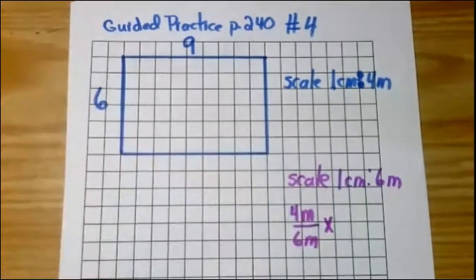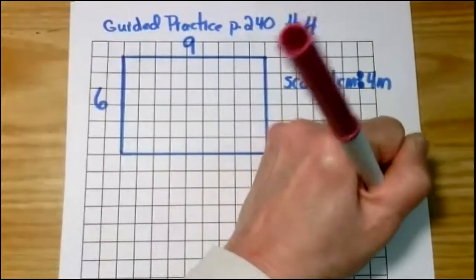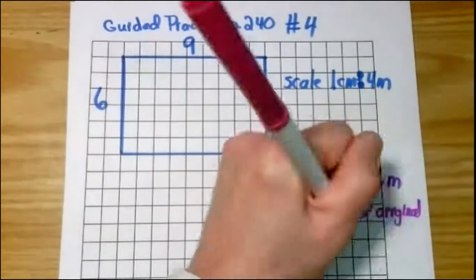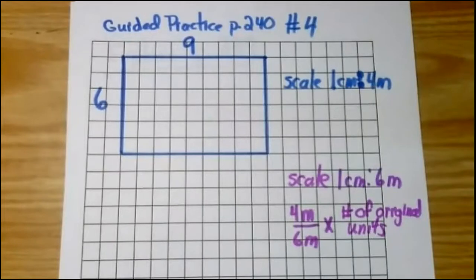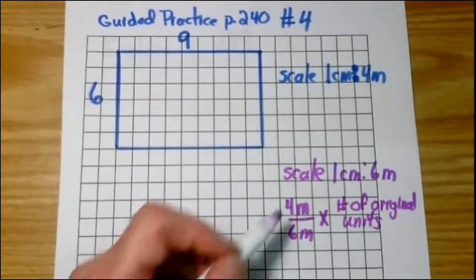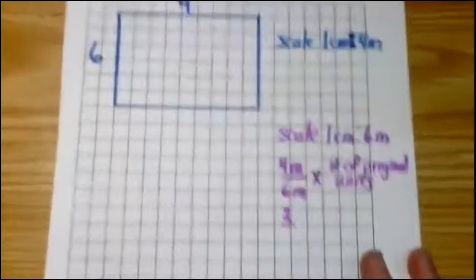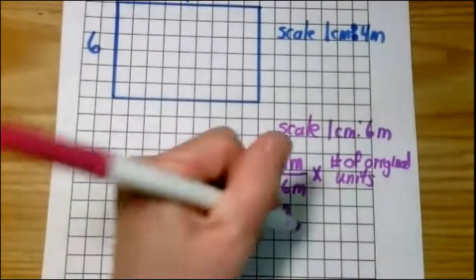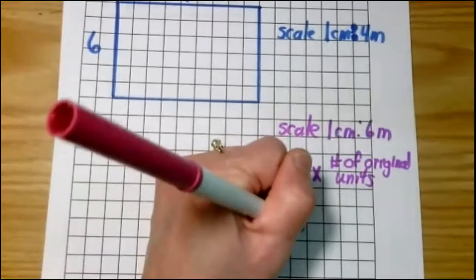Times the number of original units, right? So if I want to use smaller numbers, I can reduce that, and I'm going to. If I divide the top by 2, I get 2 on top. And if I divide the bottom by 2, I get 3 on the bottom, right? Okay, so we're going to use 2/3. That's the same as 4/6. It's just a reduced fraction times the number of original units.